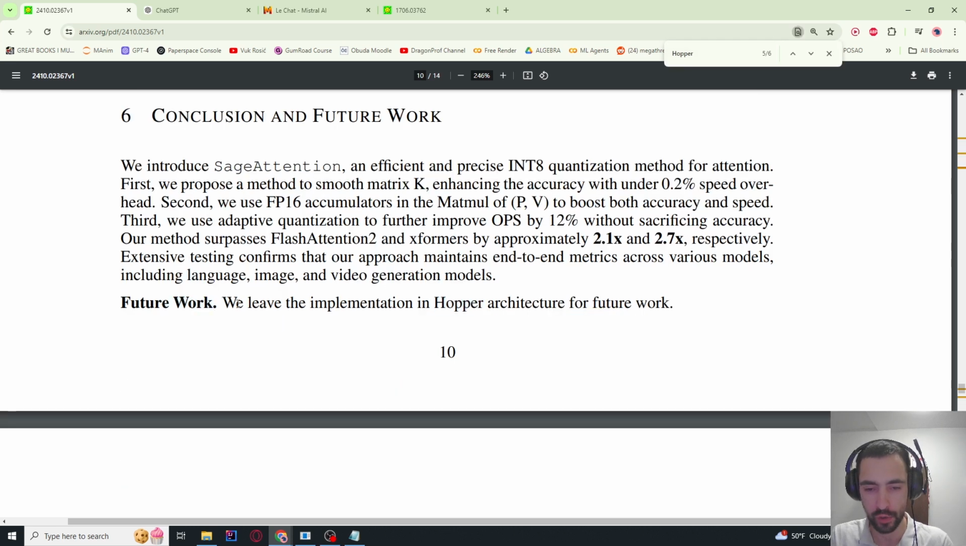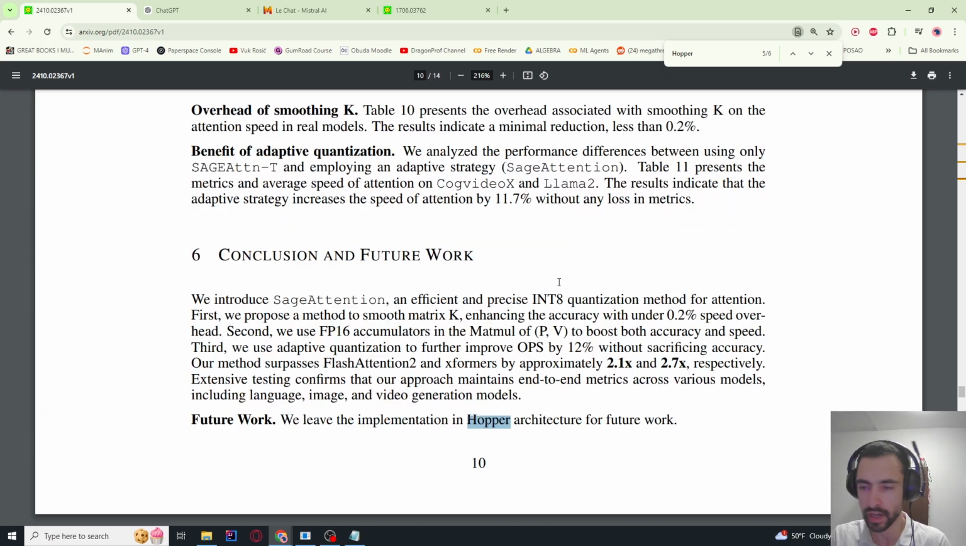Future work will leave the implementation in Hopper architecture for future work, so they want you to implement this for Hopper, which is expensive NVIDIA strong cards with this architecture, and FlashAttention 3 is implemented for this architecture and is very fast.